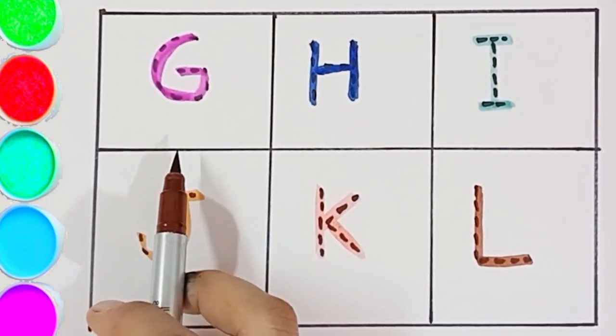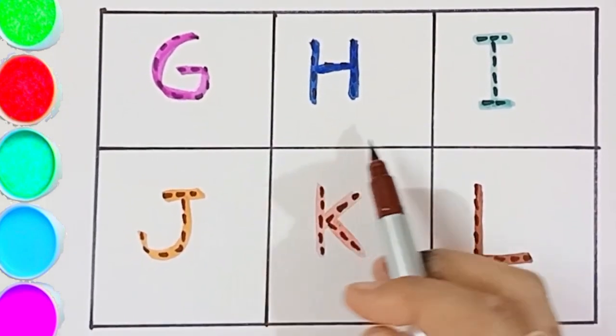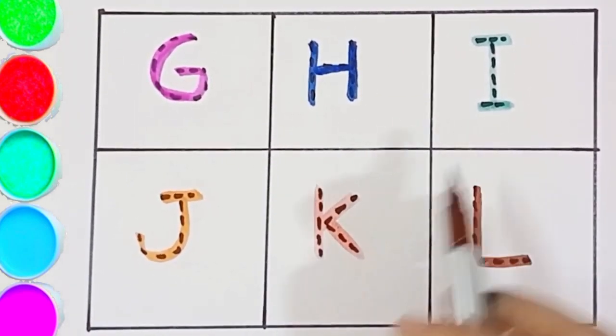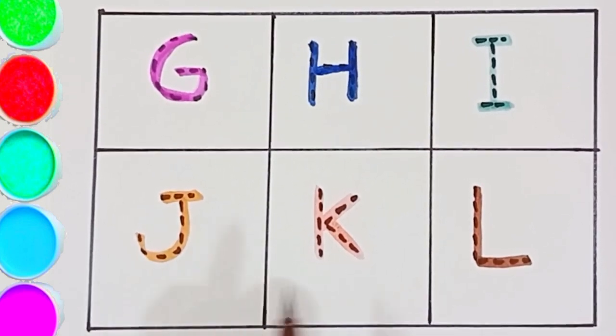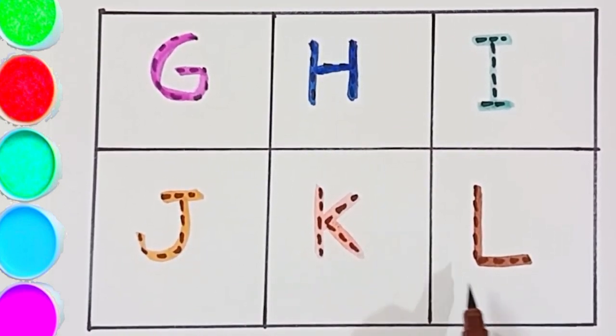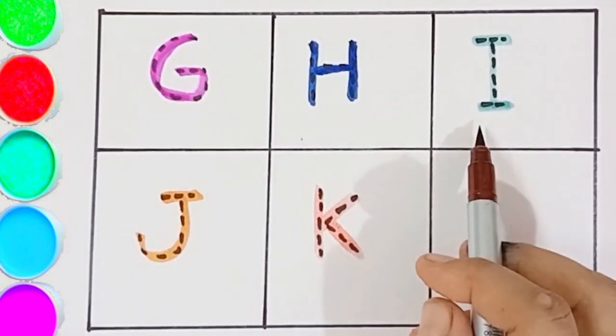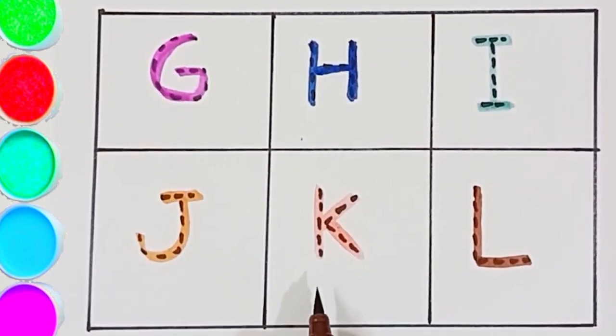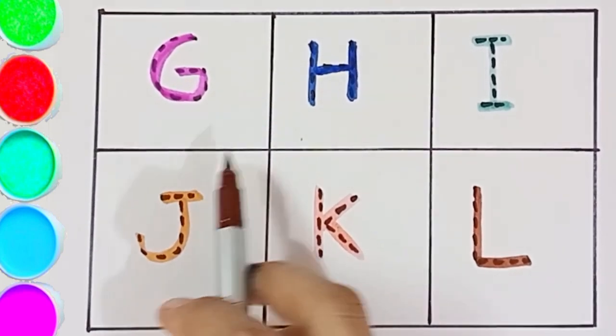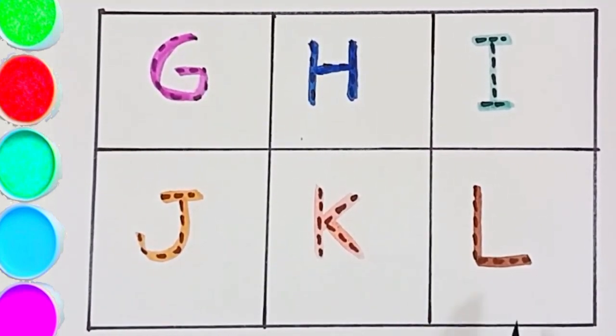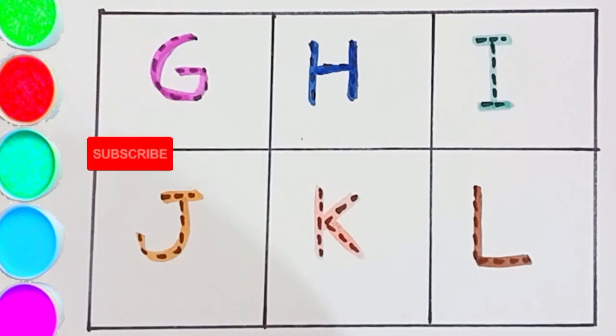G for gloves. H for hat. I for ink. J for jellyfish. K for koala. L for ladybird. Pink color, blue color, peacock green color, orange color, light pink color, brown color. G H I J K L.